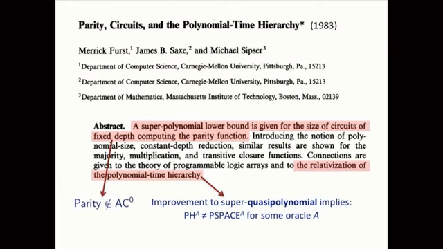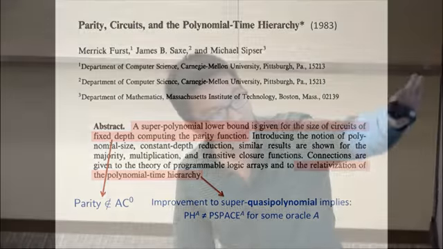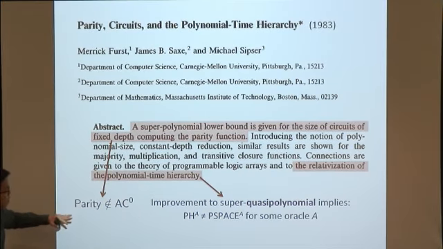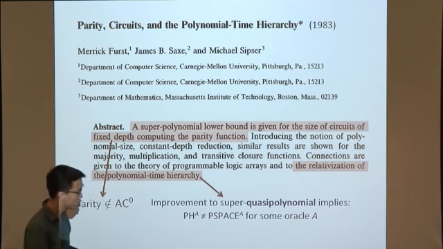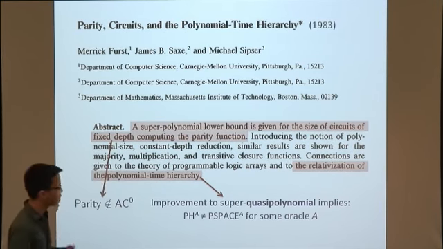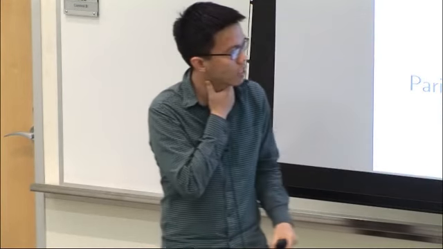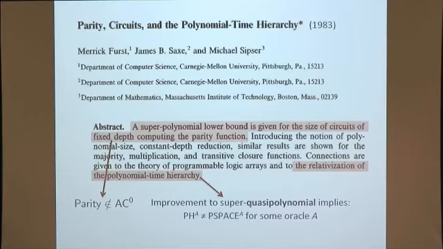So this is a paper, and let's translate it. The first line basically says that parity is not in AC0. And the second says that they prove a super polynomial lower bound on the size of AC0 circuits computing parity. And they say that if you can improve it to super quasi-polynomial, then you have that PH is not equal to PSPACE for some oracle A. It's quite easy. They didn't quite do this, but they noted that if you improve this separation to super quasi-polynomial, then you get this separation.